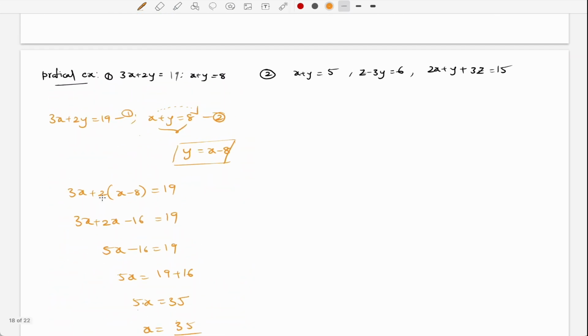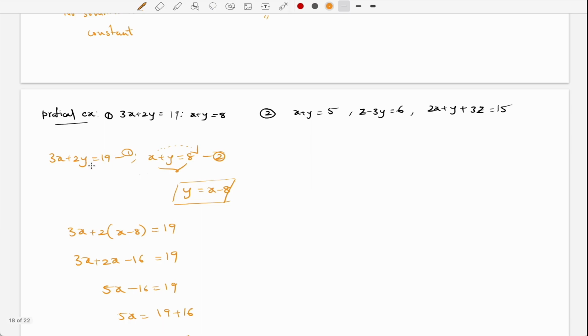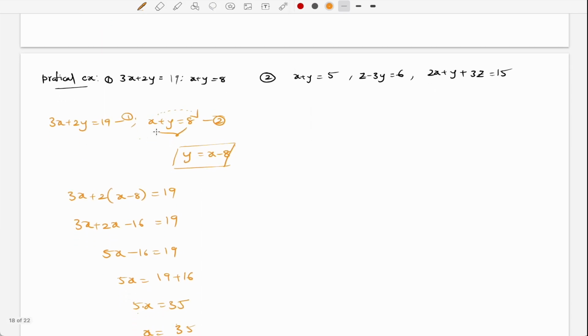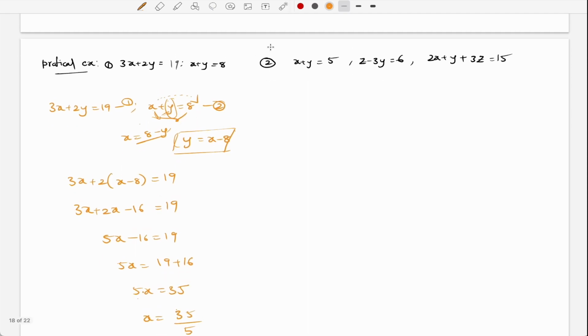So the process is that we have to cancel out something, some constant we have to find. It may be x. I can also take x is equal to 8 minus y, right? We can take any value, but we have to leave one value to get the other value. I hope you understand.